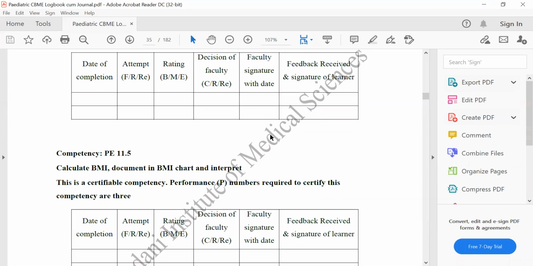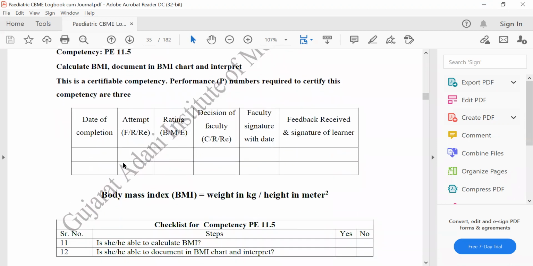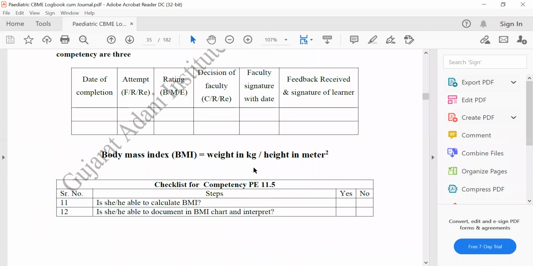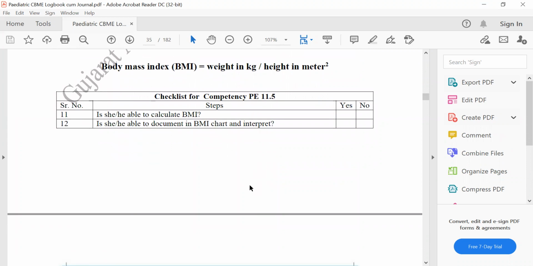So this is about the BMI. Now this is the certifiable competency. Again in this, calculate the BMI, document it in the BMI chart and interpret it. Again, a student is supposed to perform it 3 times. About the BMI, this is the formula for the BMI, and this is the checklist for the BMI.